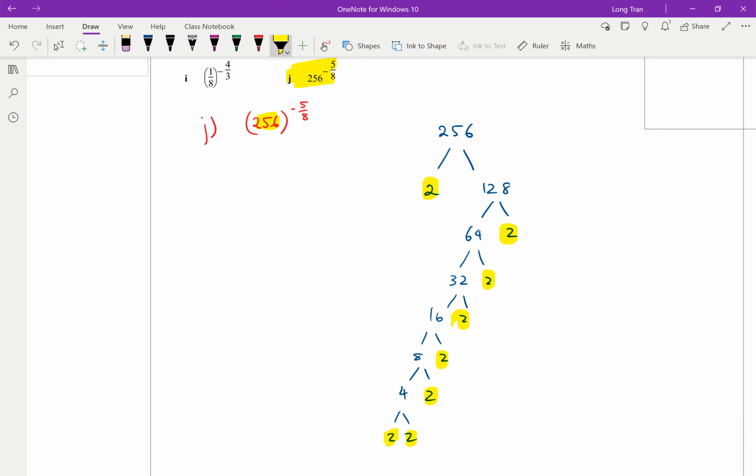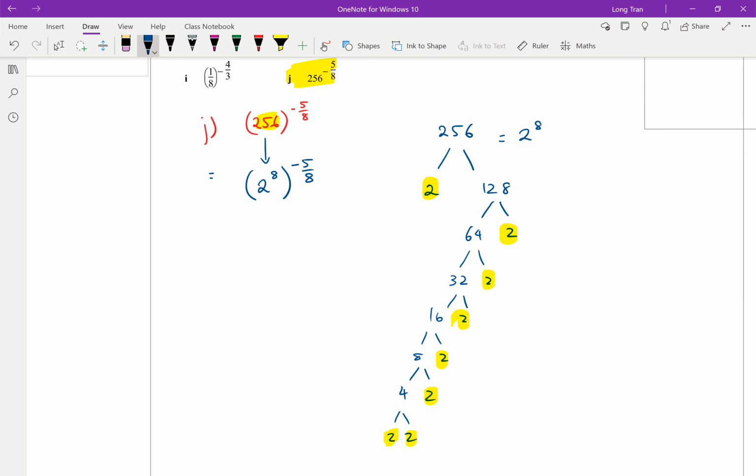I've got 1, 2, 3, 4, 5, 6, 7, 8. So I know 2 to the power of 8 is the same thing as 256. Okay, this is called a factor tree technique. So why do I want to know that? Because 256 now can be written as 2 to the power of 8, and it's all to the power of negative 5/8. See what I mean?